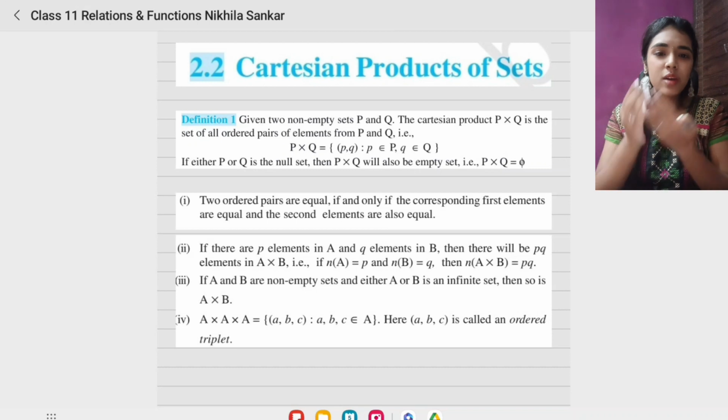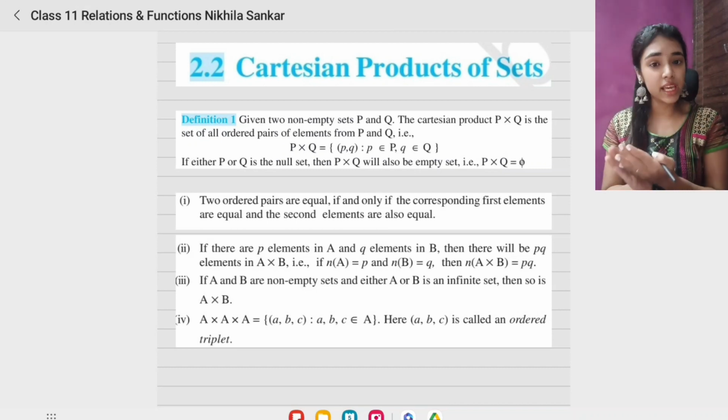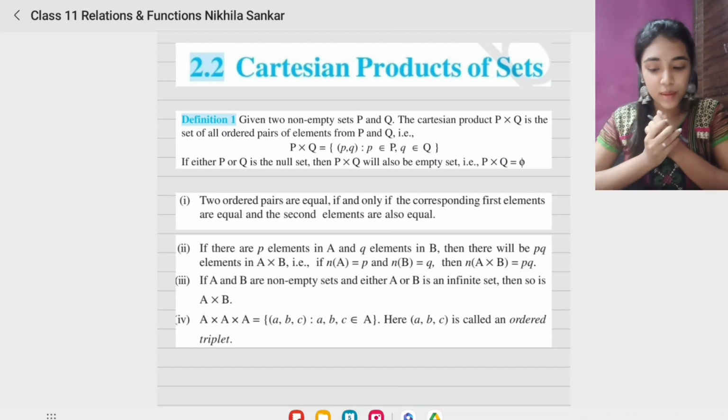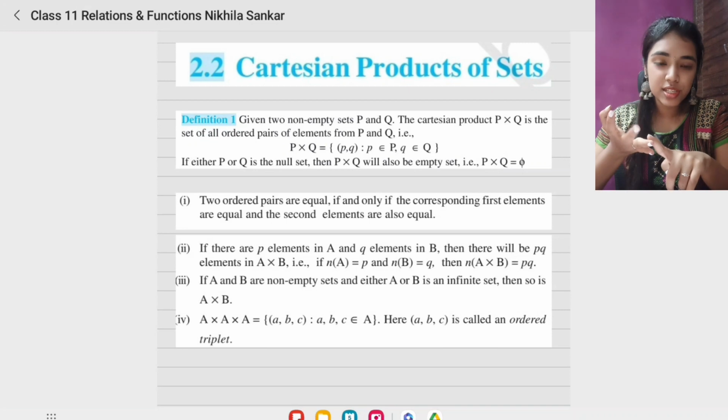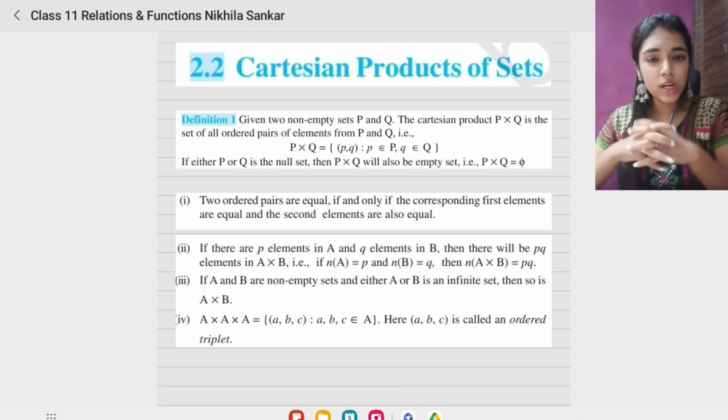So what is the relation between a set A and a set B is what we are going to see in the chapter Relations and Functions. So in that, what are we going to see? We are going to see Cartesian products, relations and functions in this chapter. So what is a Cartesian product?